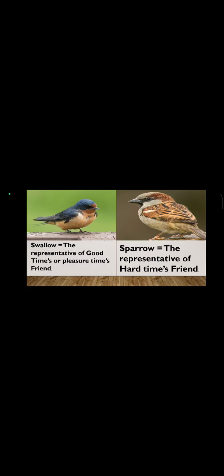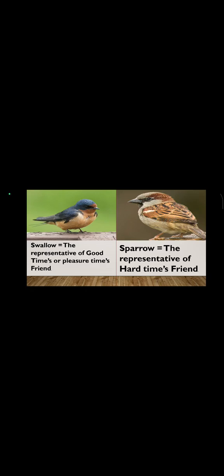So, in this particular slide, you can see two different images of birds. On the left hand side we can see the image of a swallow bird. The swallow is a representative of a good times or pleasure times friend, who accompanies us only in our good times, or when time is in our favor.